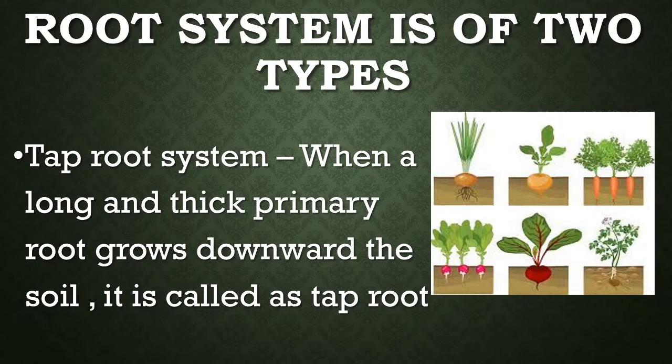Taproot system. When a long and thick primary root grows downwards into the soil, it is called a taproot. There are many sideward roots called secondary and lateral roots at different points on the main root. Taproot system is a strong system. It is difficult to pull out the plant with taproot system. Taproot system is found in neem, mango, pea, radish, carrot, rose, mustard, gram, etc.